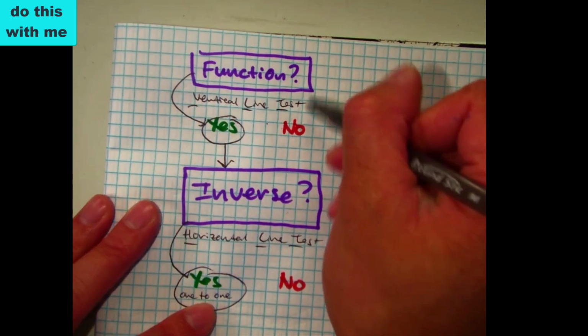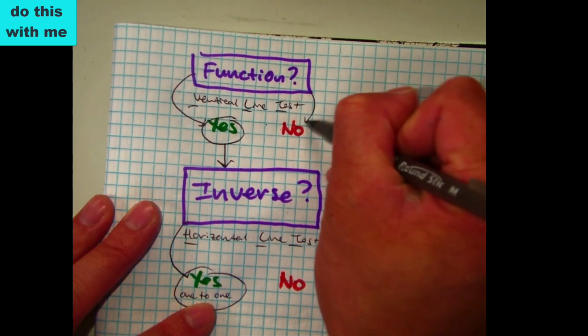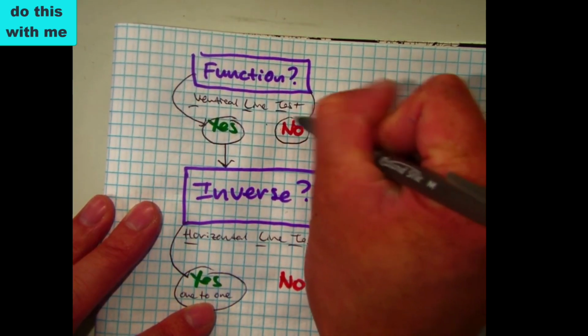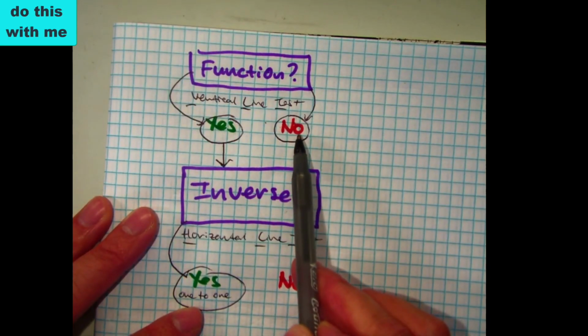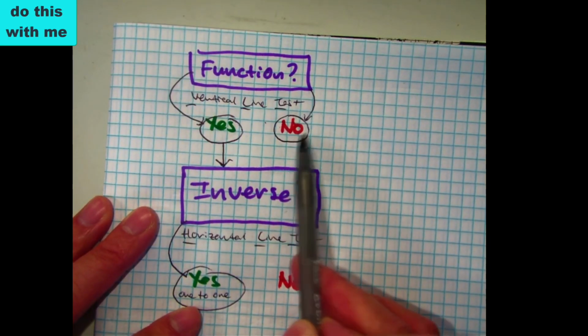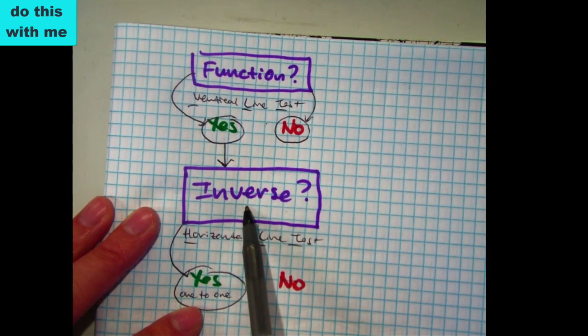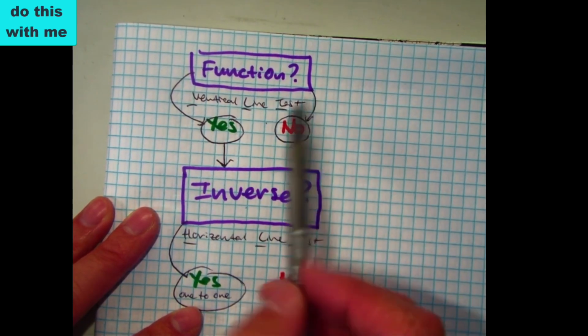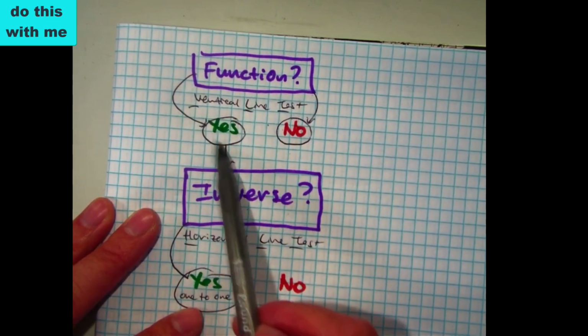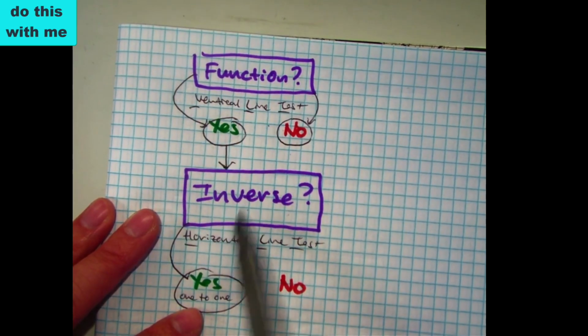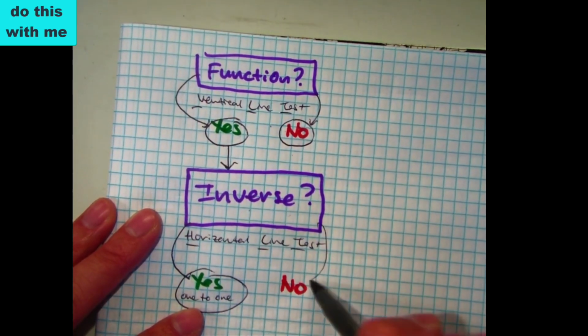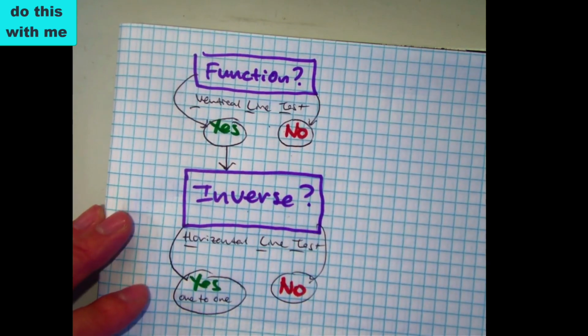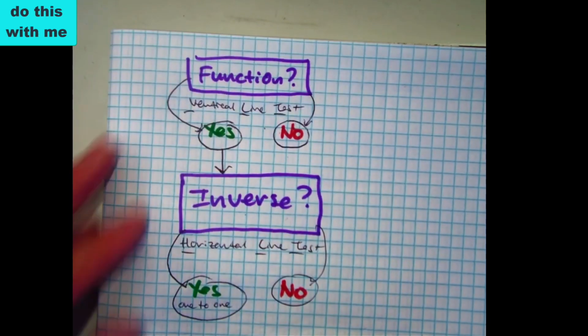But if it's not a function, it fails the vertical line test, then you cannot go on to take the inverse. It just stops right there. It's not a function. Now, sometimes it can be a function, and then it fails the horizontal line test, and you can't take the inverse. Let me give you a couple examples of these.